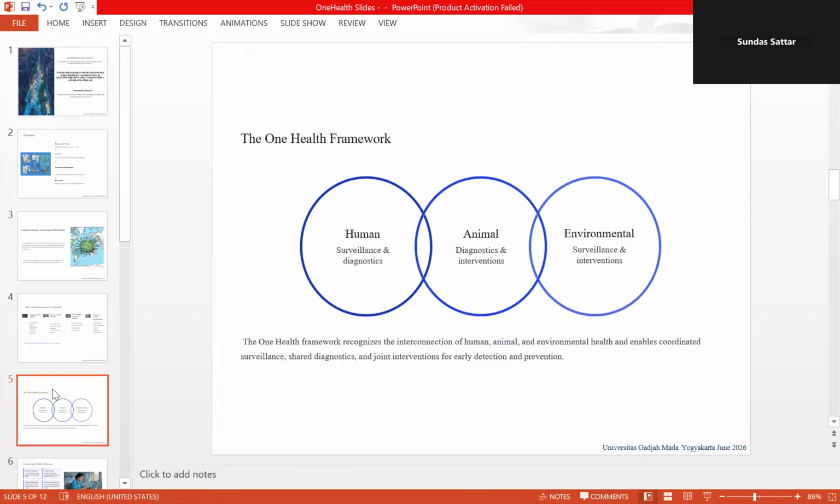The One Health framework connects human, animal, and environmental health. It emphasizes integrated surveillance, shared diagnostics, and coordinated interventions. By linking these three sectors, we can detect outbreaks earlier and respond more effectively. This framework is essential for preventing future zoonotic outbreaks.